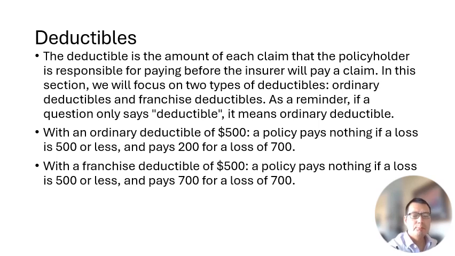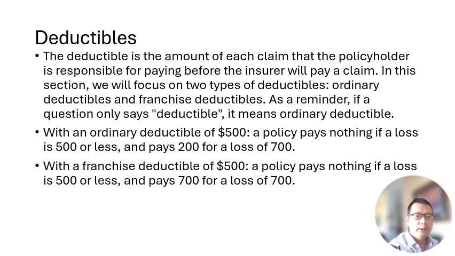Let's use an example. With an ordinary deductible of 500, a policy pays nothing if a loss is 500 or less, and pays 200 for a loss of 700. So the deductible 500 will be deducted from 700. That's what the insurer will pay: 200.